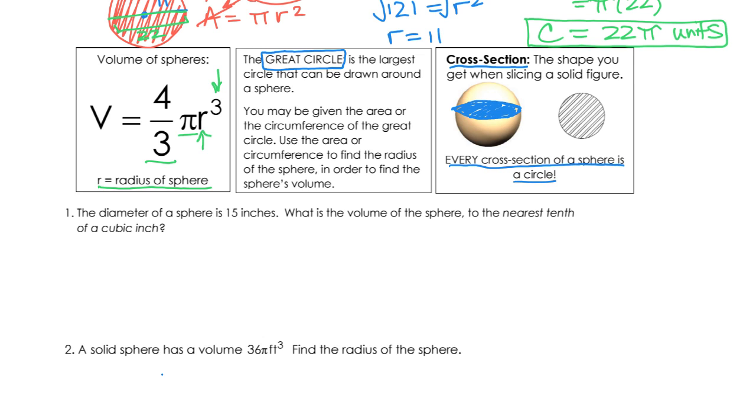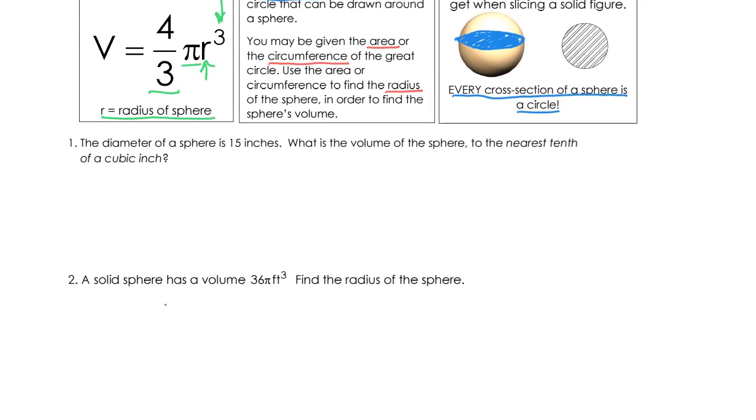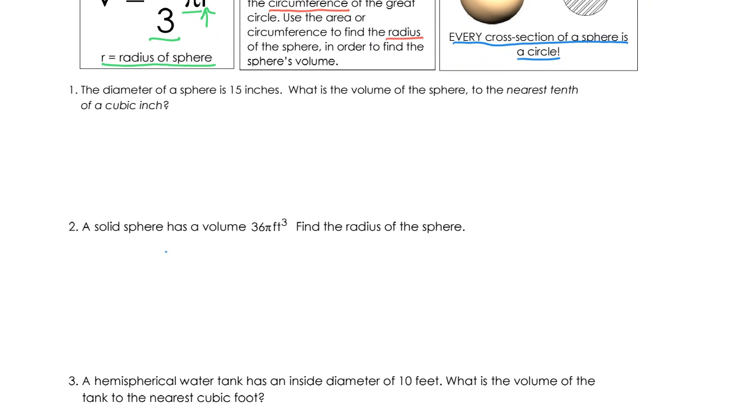Okay, so sometimes when they give you that great circle, you can use the area of that great circle or the circumference, kind of like our warm-up. And in that case, we can find the radius or the diameter if they don't give it to us. Okay, so here we go. In number 1, it says that the diameter of a sphere is 15 inches. So there's no picture, so we'll go ahead and draw a picture. All I do is I draw a circle, and then I draw that ring around it, just to give it a three-dimensional effect.